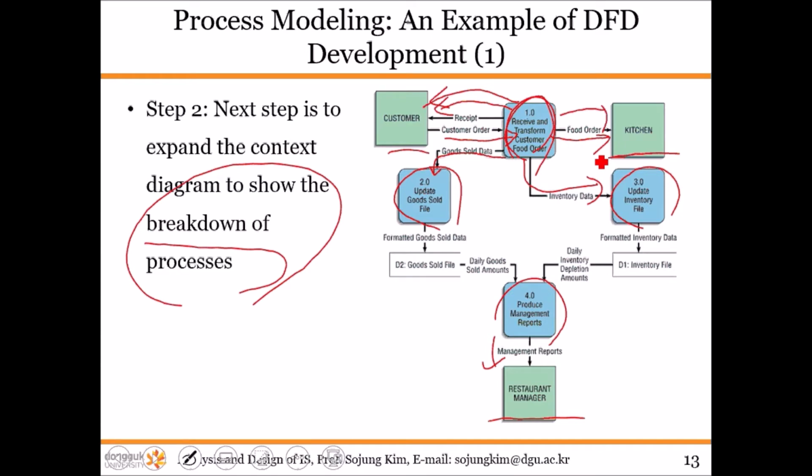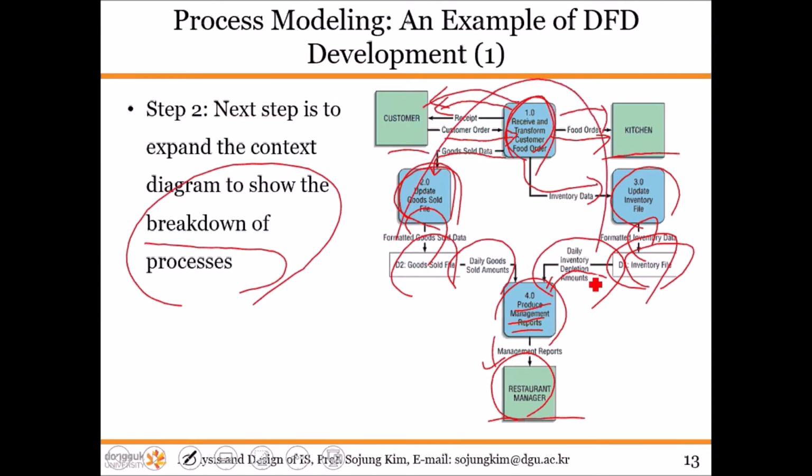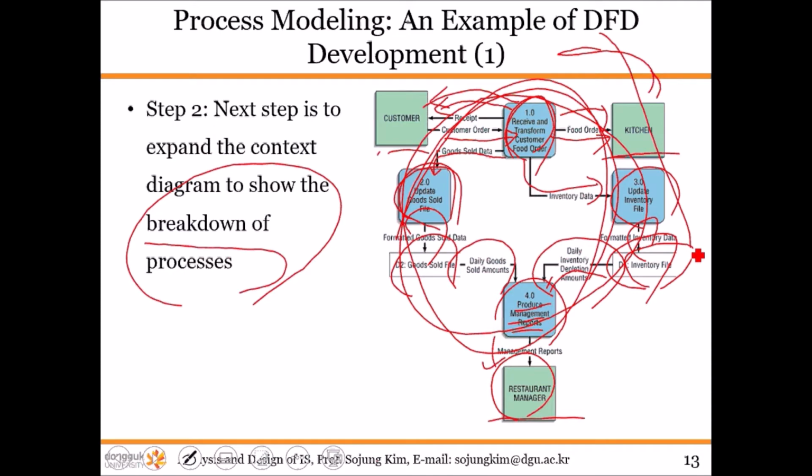So kitchen can make something, right? And then update goods sold file here, and then update the inventory data store here. Since it has one input, you should have output as well, right? From the data store, also the process, same thing. So send this information to the fourth process, which is produce management report. Okay, so management report will be generated. So this system is only taking the order from the customer. Okay, it didn't consider the food delivery after the order receipt.